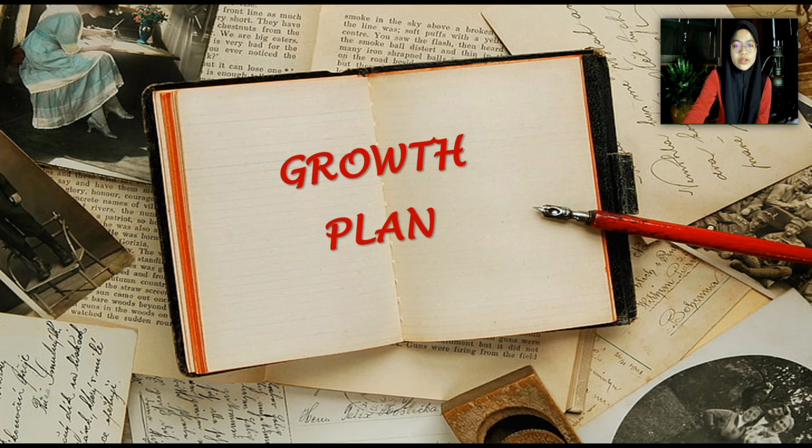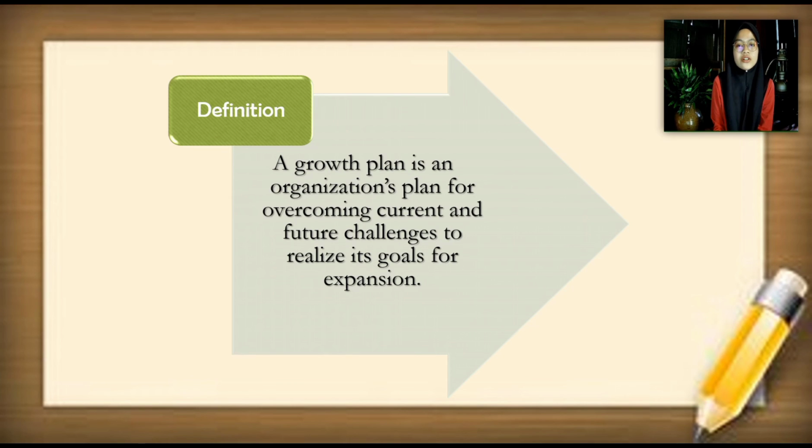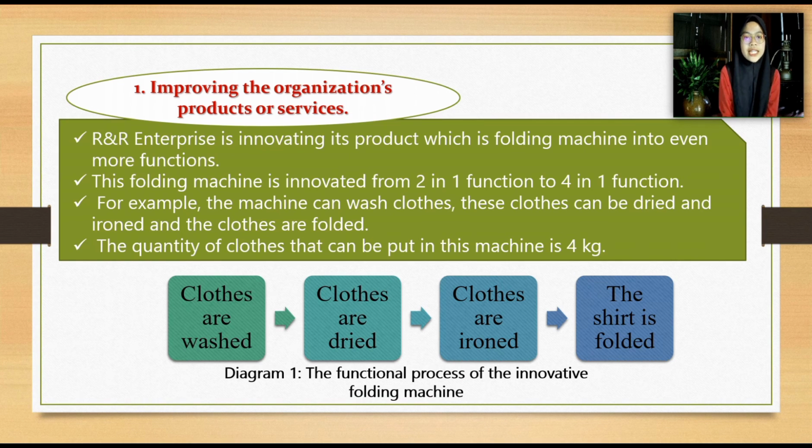So we go to the growth plan. Definition: a growth plan is an organization plan for overcoming current and future challenges to realize its goals for expansion. Firstly, improving the organization's products or services. R&R Enterprise is innovating its product, which is the folding machine, into even more functions. This folding machine is innovated from 2-in-1 function to 4-in-1 function.